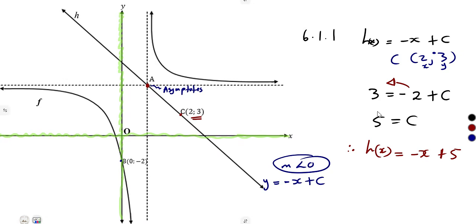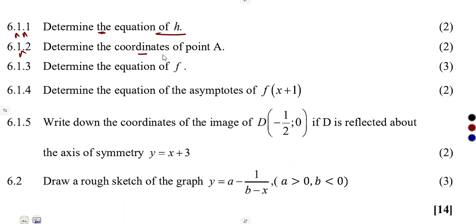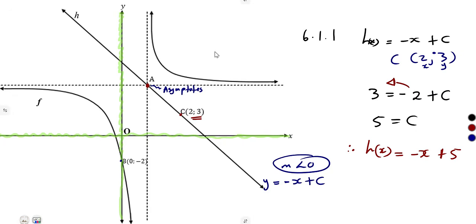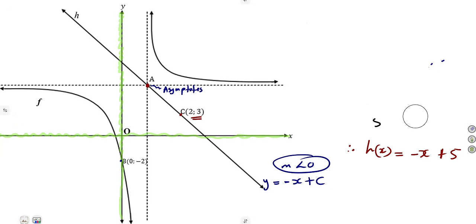All right, let us consider another question. Determine the coordinates of the point A. So let us consider where the point A is found. The point A, remember, is for the asymptotes. All right, so what can we do? Let's figure out.